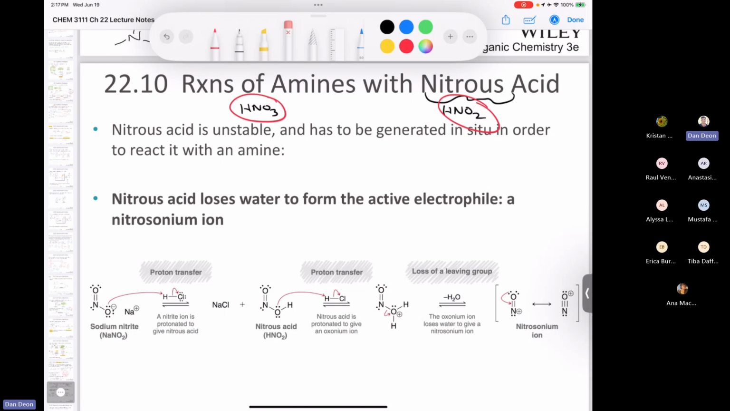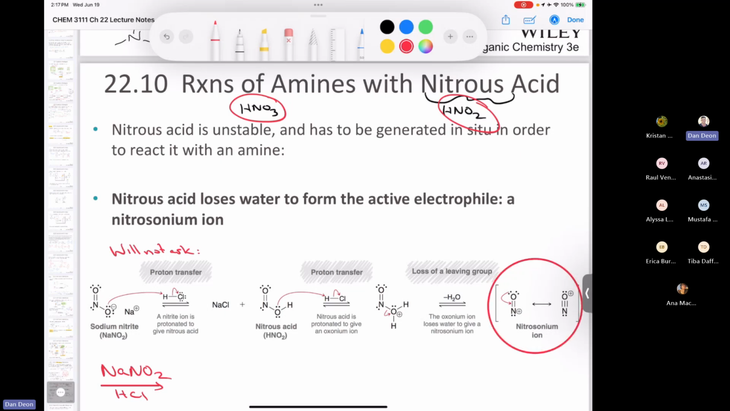What you actually do is you mix sodium nitrite and HCl together. When you put those together, you can see this mechanism here. I will not ask this mechanism. What happens is after 2 proton transfers, you lose water from the oxonium ion and you end up forming this ion here, but you do have to know the structure of this guy.